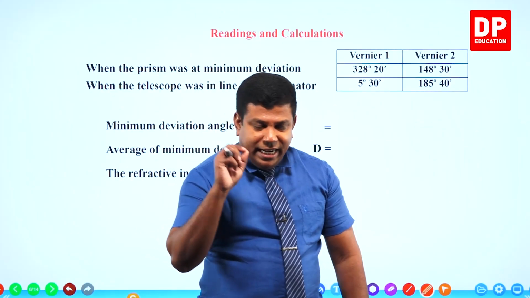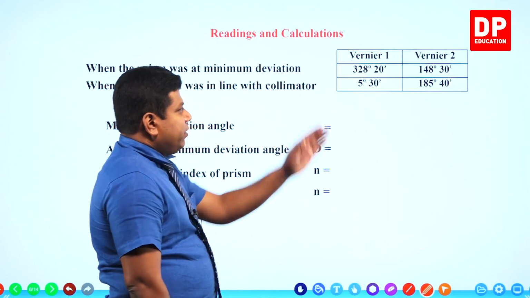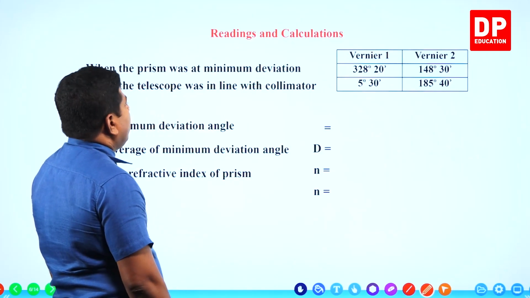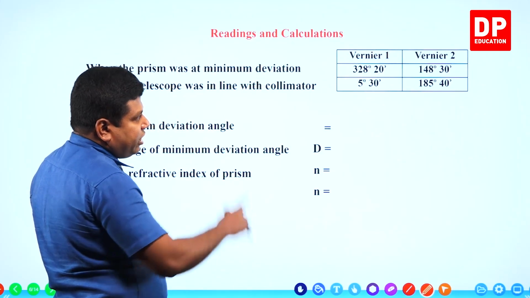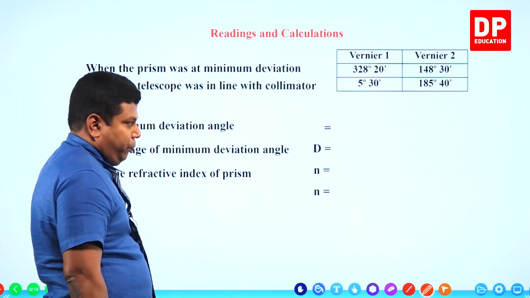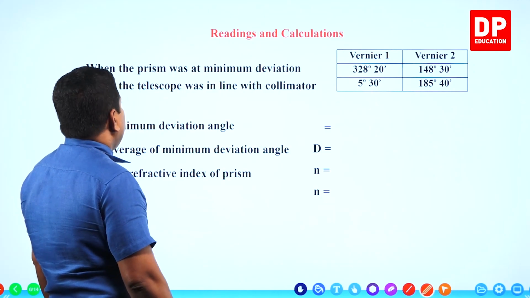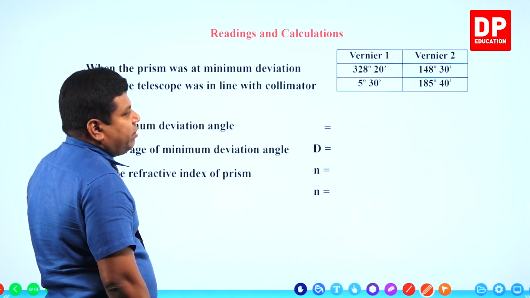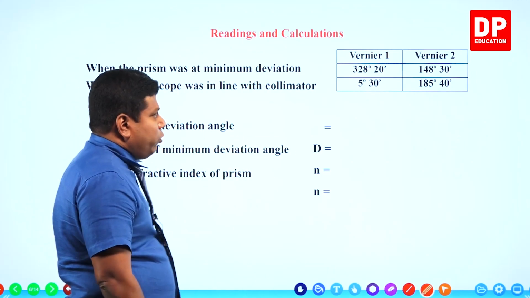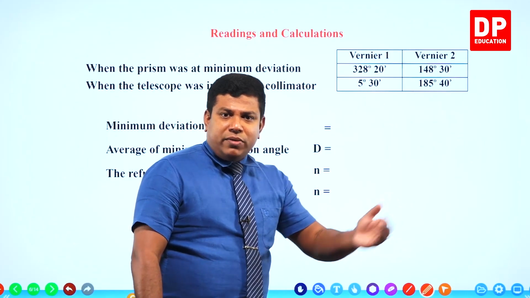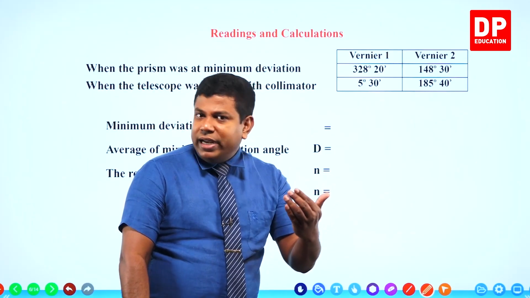Okay, the readings that we have got, I have written in the table here. When the prism was at minimum deviation, in vernier 1 and vernier 2, those are the readings. When the telescope was in line with the collimator, those are the readings. Actually, you can do it with one vernier scale itself, but we are doing it with both verniers.